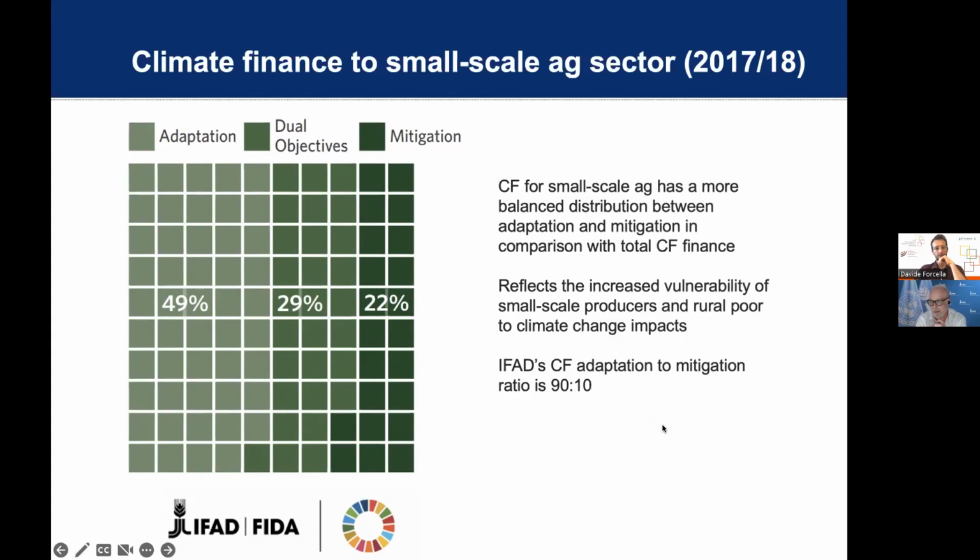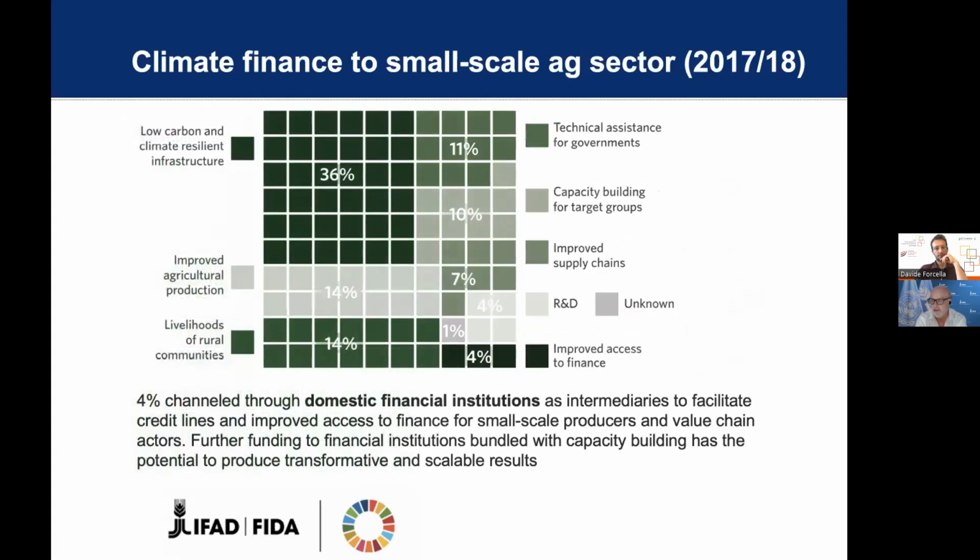So next slide, please. Let's break this down a little bit more. Where is the financing going? What is it actually doing? You can see that low carbon climate resilient infrastructure takes the lion's share at 36%, followed by improved agricultural production and livelihood of rural communities. That's in the bottom left, 14% each. Take a look at the bottom right and see 4%. This is what we're really interested in: at 4% of climate finance, the small scale agriculture sector is channeled through domestic financial institutions as intermediaries to facilitate credit lines and improve access to finance for small scale producers and value chain actors, including SMEs.